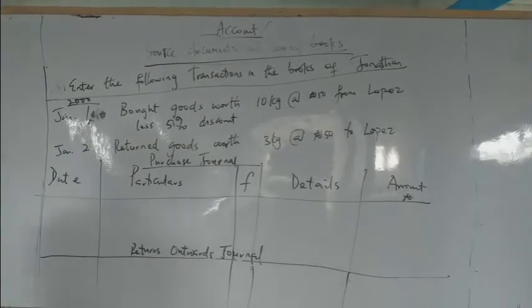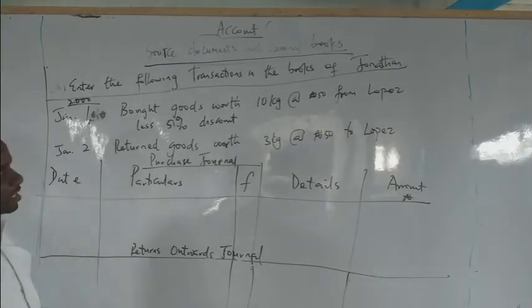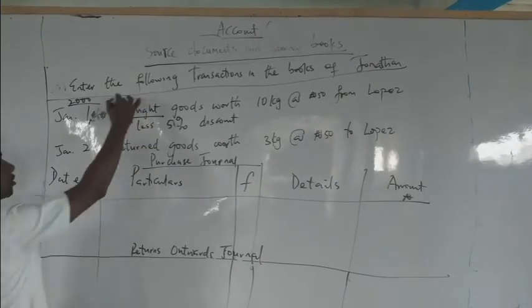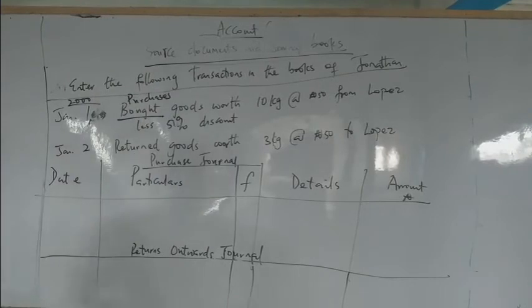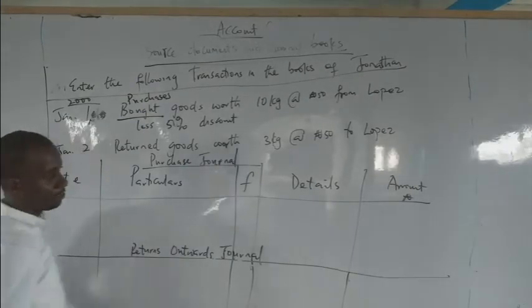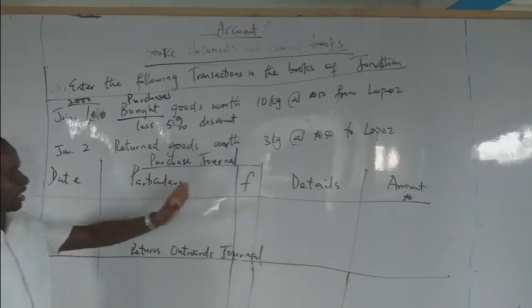Now, what kind of journal do you think will enter this first transaction? Is it sales, purchase, return inwards or return outwards? Okay, the keyword there is bought. And bought is usually associated with purchases. That's another name: purchases. So it will be in our purchase journal or day book.